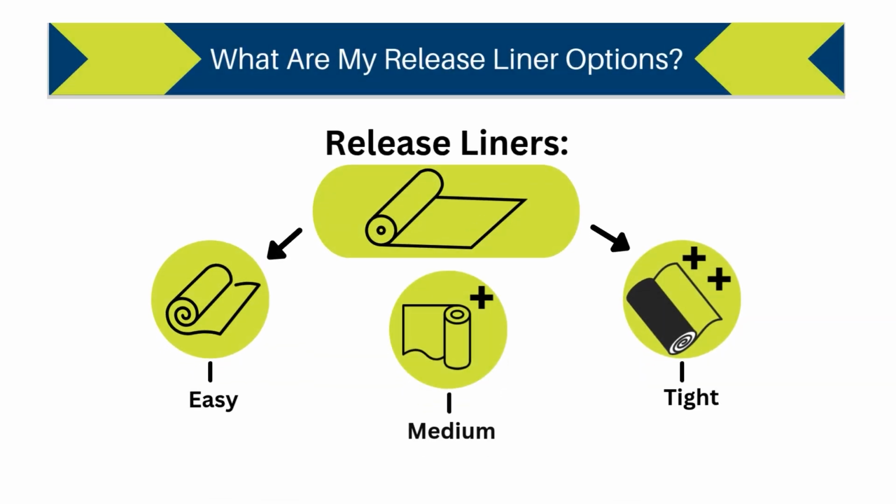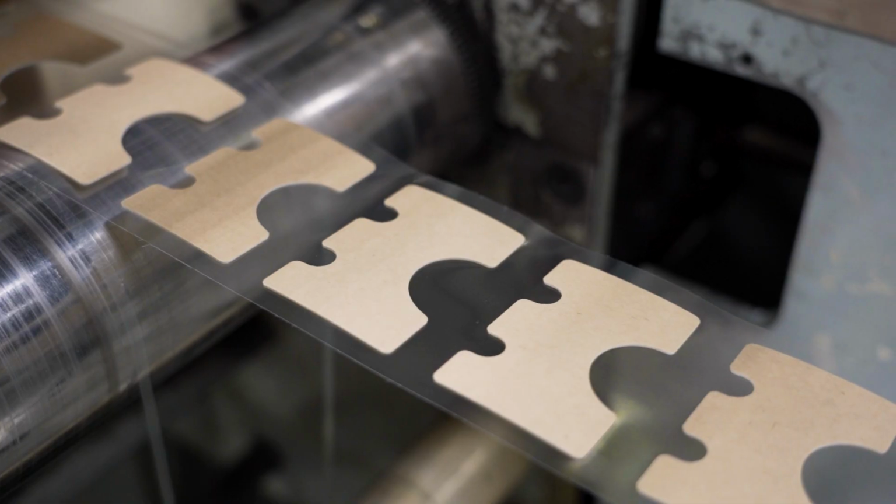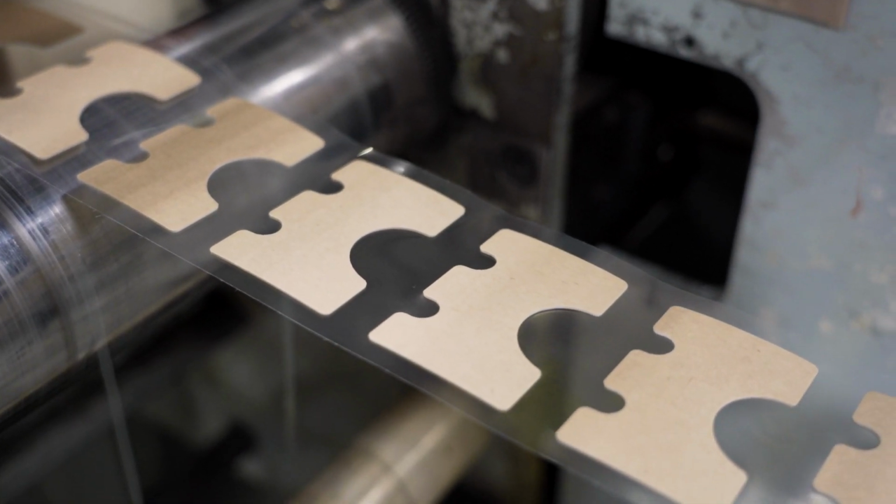Having the wrong release strength is another critical variable. Release liners come in a range of strengths, easy, medium, or tight, and this impacts how much adhesion the liner has to other objects. If the release is too tight, parts may be difficult to remove manually or fail to release properly during automated assembly. This not only slows down the process, but can damage the parts or misalign them during application.